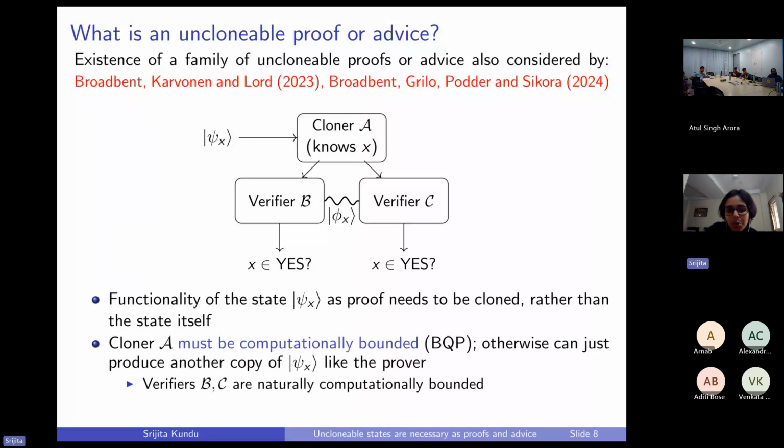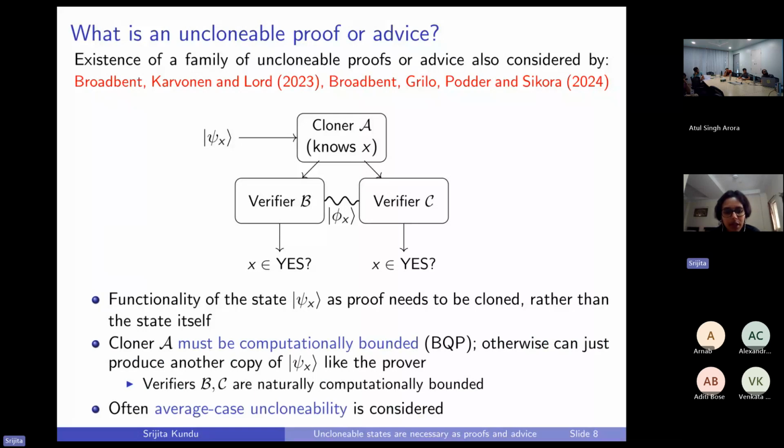And the second point is that the cloner A must be computationally bounded. So in particular, we'll say the cloner is a BQP, or a quantum polynomial-time machine. That's because the cloner knows X, and if the cloner were not computationally bounded, the cloner could just make another copy of psi X, because the prover, who is not computationally bounded, after seeing X, produces psi X. So if the cloner were not computationally bounded, the cloner could just do whatever the prover was doing and produce another copy of psi X. So it makes sense in this setting for the cloner A to be computationally bounded. And also the verifiers B and C are naturally computationally bounded, because verifiers are always computationally bounded in the proofs or advice setting.